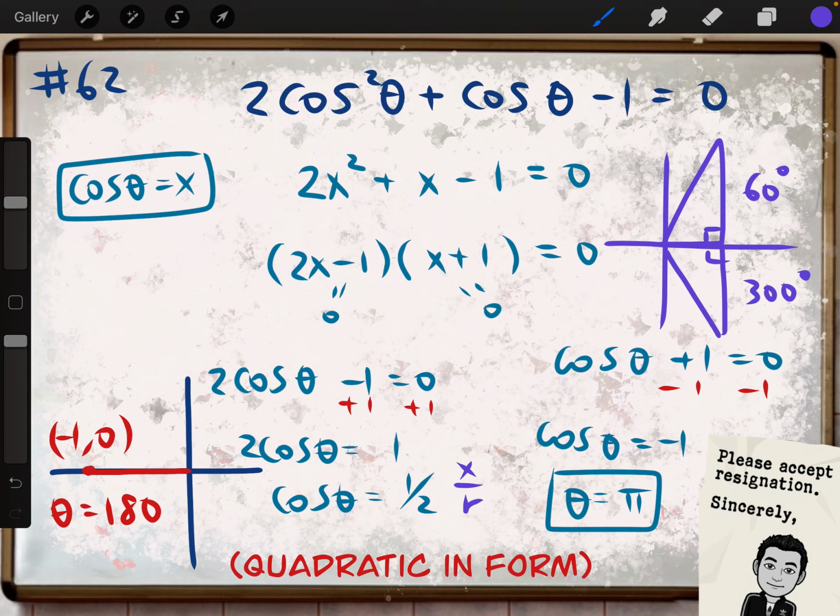Okay, so you can rewrite that in radians. So theta equals pi over 3 and 5 pi over 3. Okay, so that's going to be your answer. A little crazy, right?